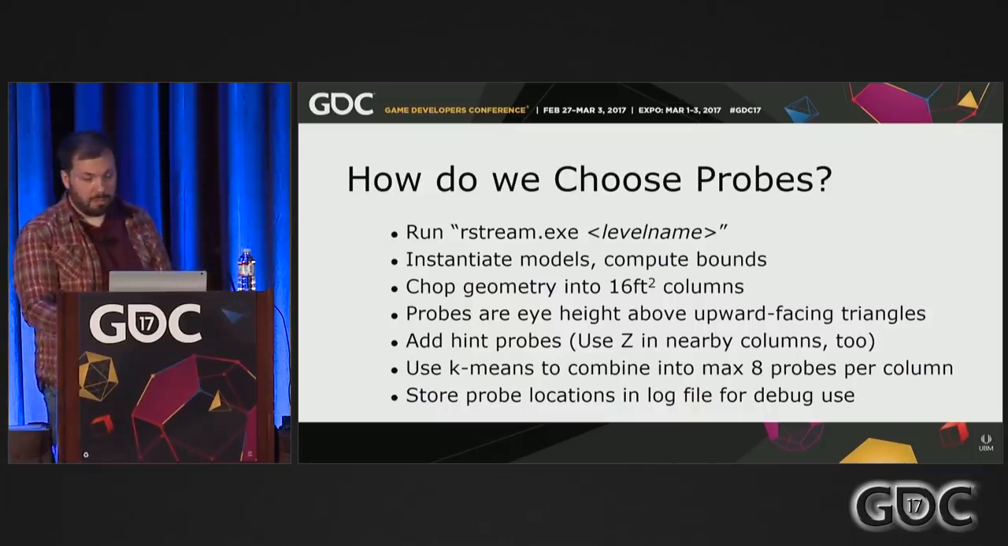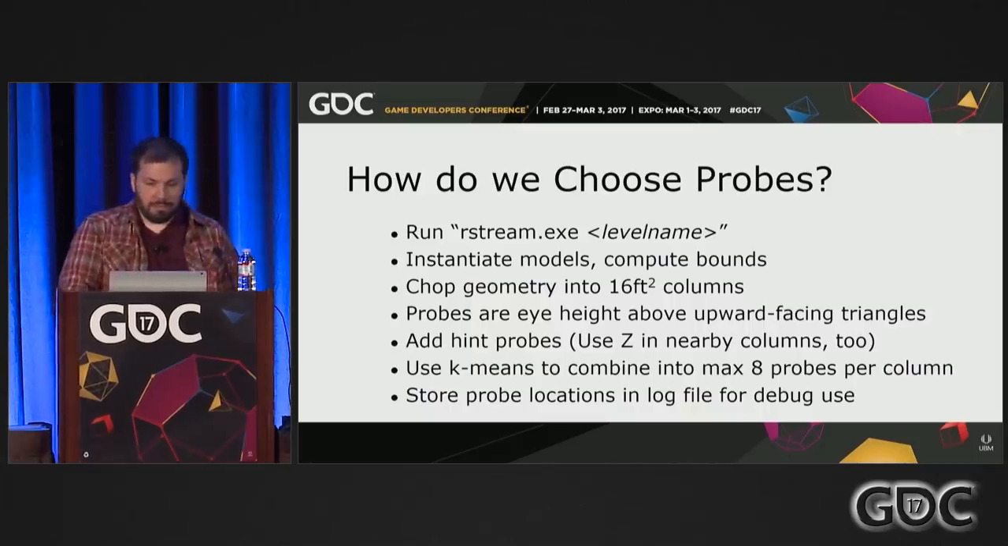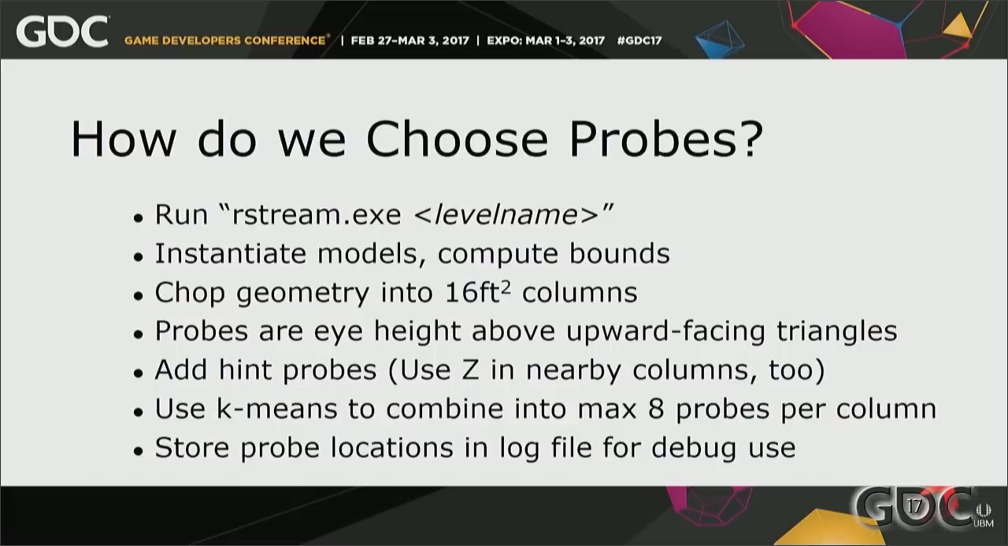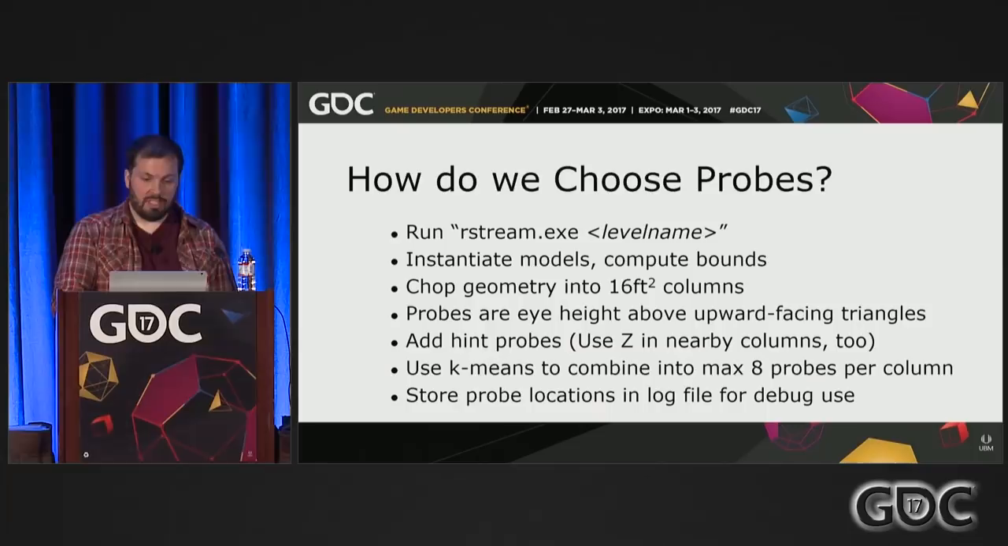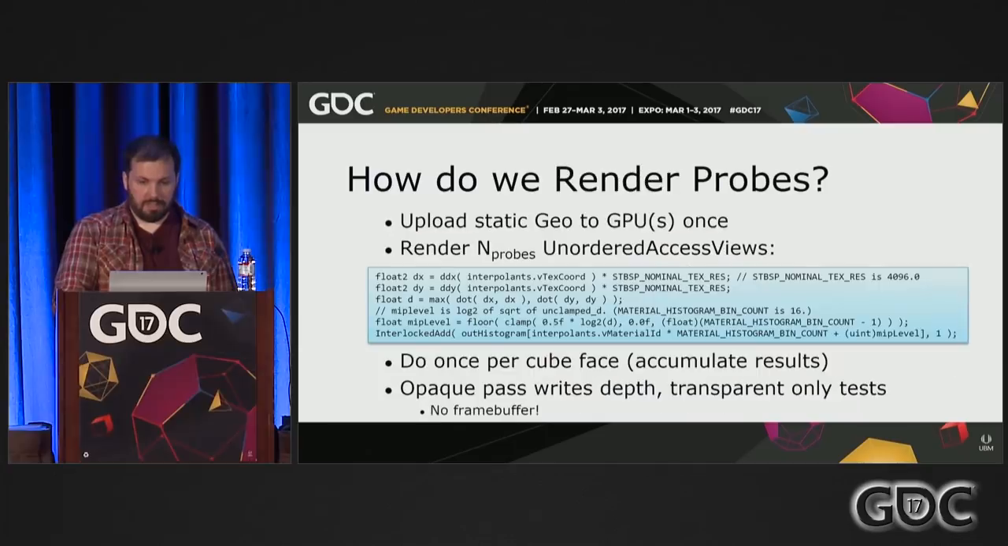So as far as choosing probes, you run the tool, it instantiates all the static models, it computes the bounds of the level, it chops the geometry into 16-foot squared columns. The probes are placed above every upward-facing triangle. So this is everywhere that the player could be standing. We add in any hint probes that the level designers have placed, and then we use k-means to combine that into at most 8 probes per column. Often there's fewer than 8 already, and we also log those locations.